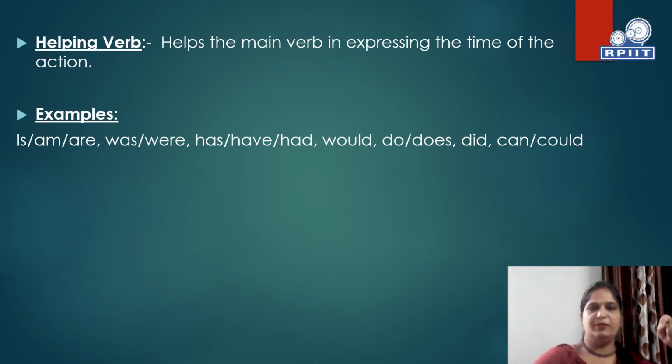Now there is helping verb. It helps the main verb in expressing the time of action. It tells us about the timings of main verb. For example, is, am, are we use for present tense, was, were we use for past tense, has, have, had we use for perfect tense, would, could are the modals, do, does we use for present indefinite tense, did we use again for past tense, can we use for permission in future.